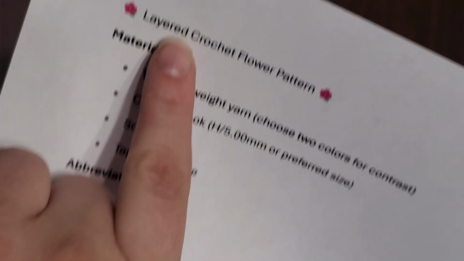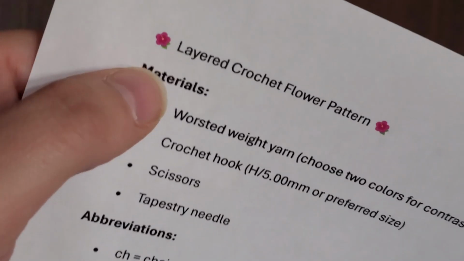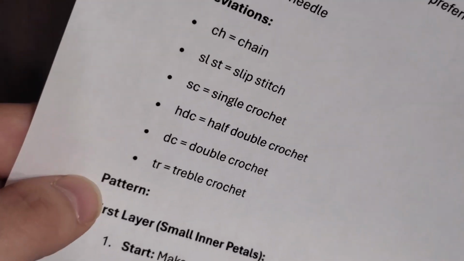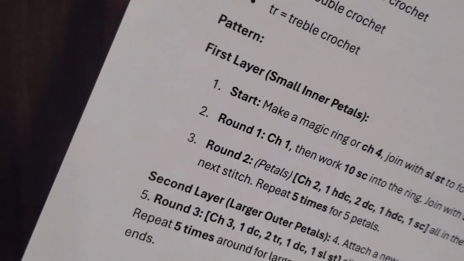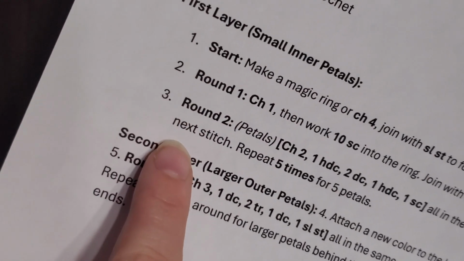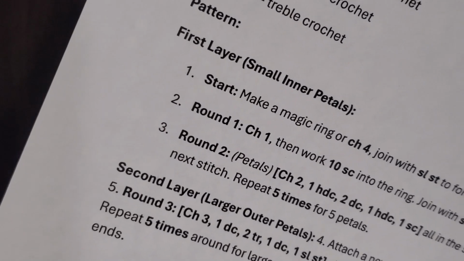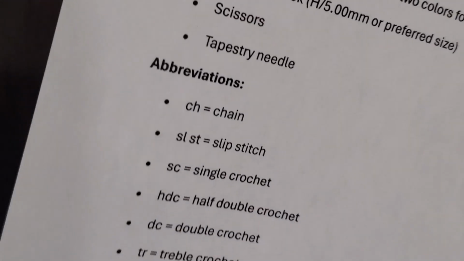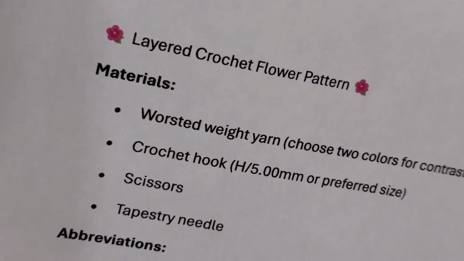It'll have a title here at the top. It'll have a materials list, a list of abbreviations, which is super important, and then it'll have your pattern. Most of the time it'll have either numbers at the beginning for rounds or rows. It just really depends on the pattern. So I wanted to start at the top. Okay, so it has materials.